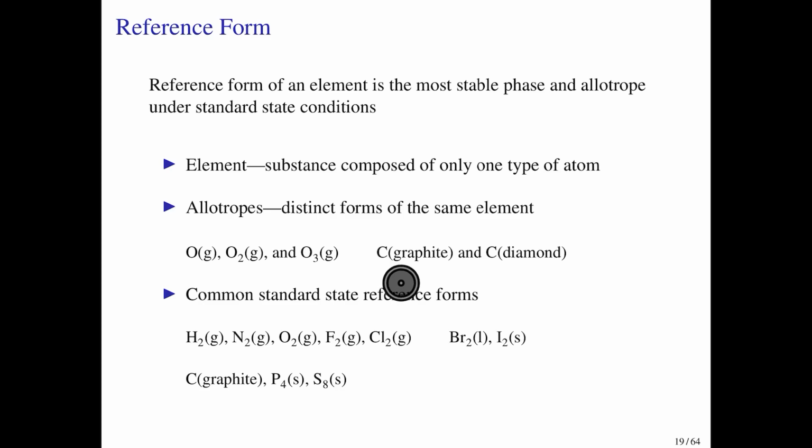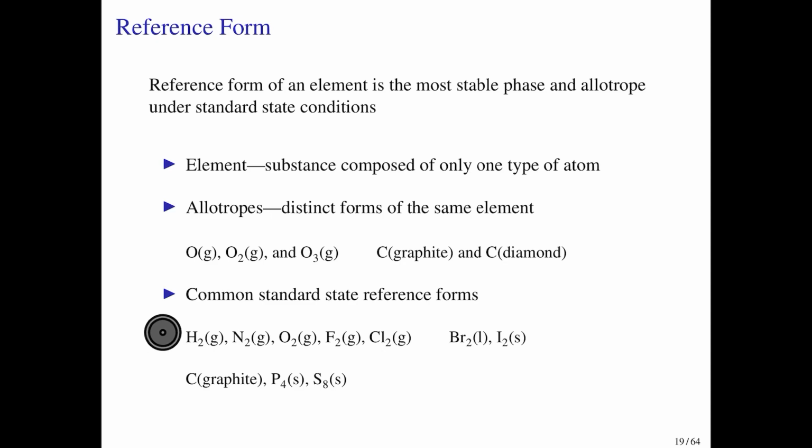Likewise, carbon comes in many forms. Graphite and diamond are two examples of solid carbon, and the most stable one under standard state conditions is the graphite. So graphite is the reference form of carbon. Here I've listed the common reference forms that general chemistry students need to know about.